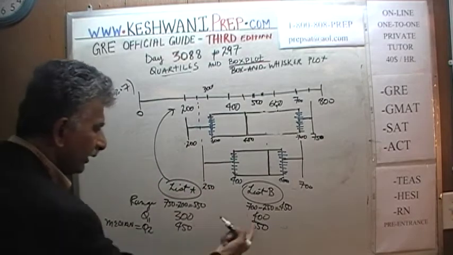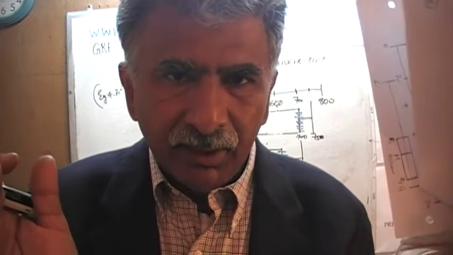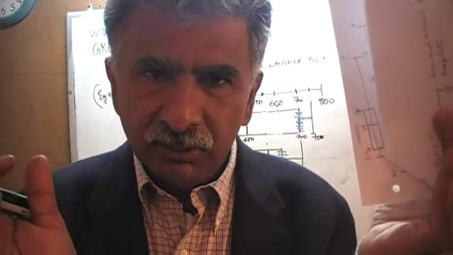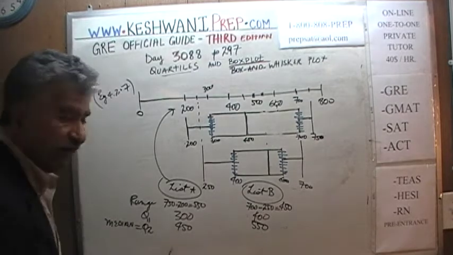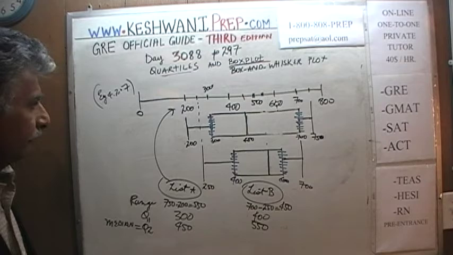As you can see, the second list is very much condensed, and there is not much of a disparity between the poor students and the good students. They are all very close to each other. 50% of the population scored between 450 and 550, as opposed to 50% of the population scoring between 300 and 400.